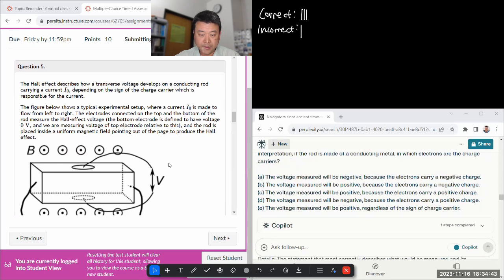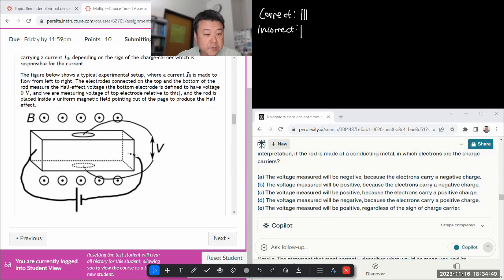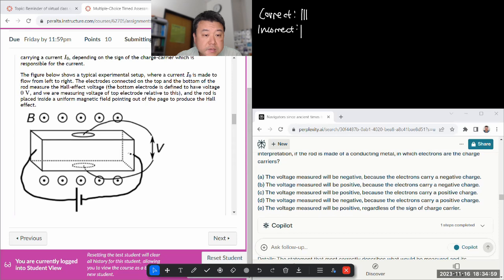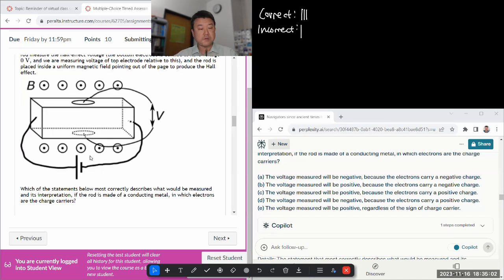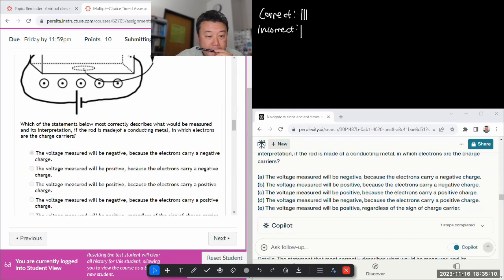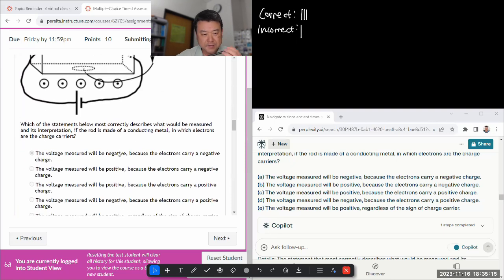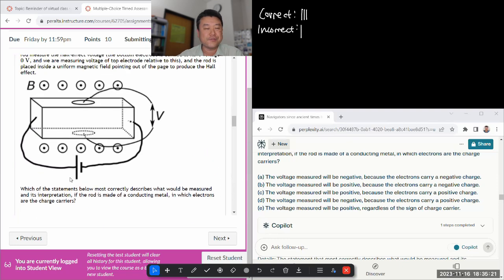All right. Okay. Typical current is made to flow from left to right. In the, yeah, that's the description. What would be measured? So 0 volt is bottom. Okay. So yeah, can I think this through? Metal electrons are charge carriers. So for the electrons, I've got to actually work it through to see.